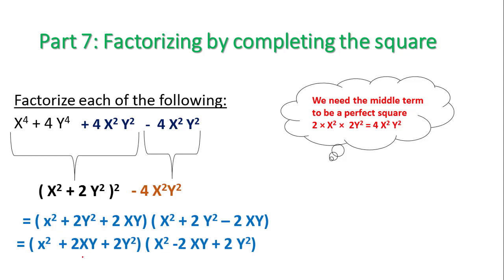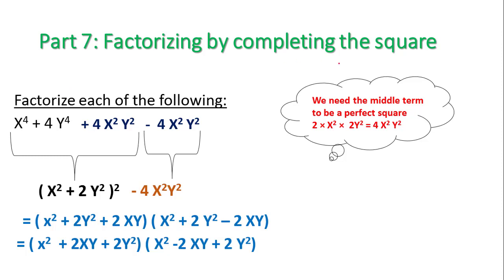Start with x power 2, then x, then the constant or the absolute term without x. Okay, so now we have factorized x power 4 plus 4y power 4 into x power 2 plus 2xy plus 2y power 2 times x power 2 minus 2xy plus 2y power 2. Okay, this is the method of completing the square.